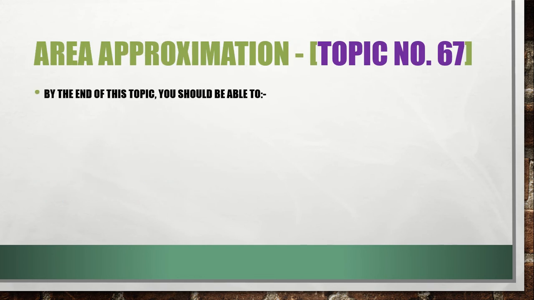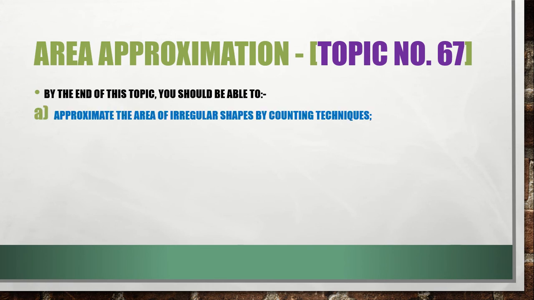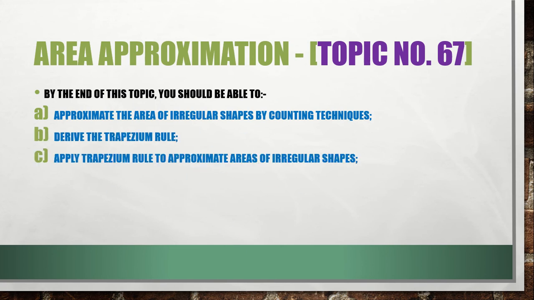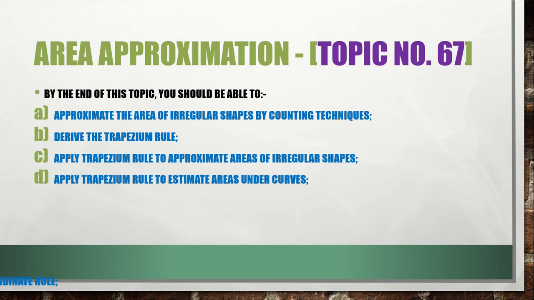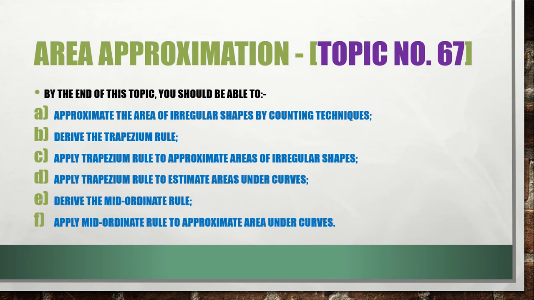By the end of this topic, you should be able to: 1. Approximate the area of irregular shapes by counting techniques. Derive the trapezium rule. Apply the trapezium rule to approximate areas of irregular shapes. Apply the trapezium rule to estimate areas under curves. Derive the mid-ordinate rule, and finally apply the mid-ordinate rule to approximate area under curves.